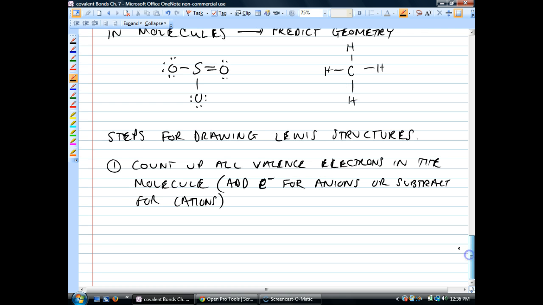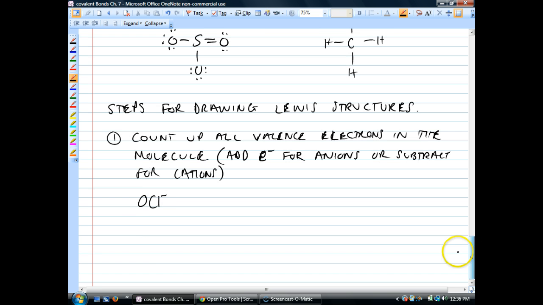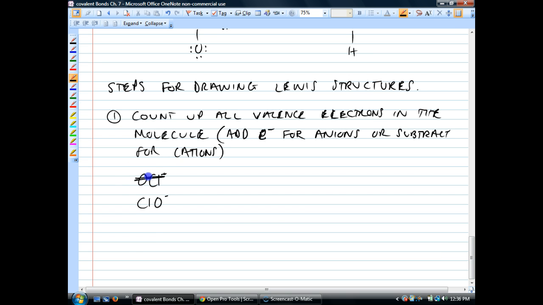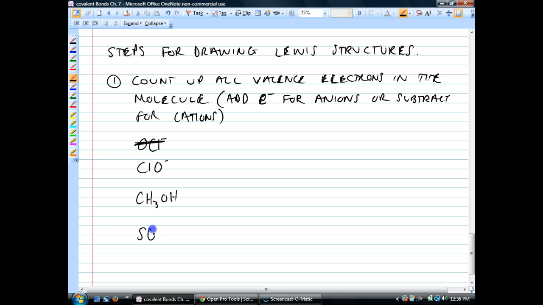That's the first step. So we're going to take 3 examples, and we're going to carry these 3 examples right through the whole process. The first is OCl minus, also known as ClO minus. And we have CH3OH and SO3 2 minus. So we have the hypochlorite ion, the sulfite ion, and methanol.